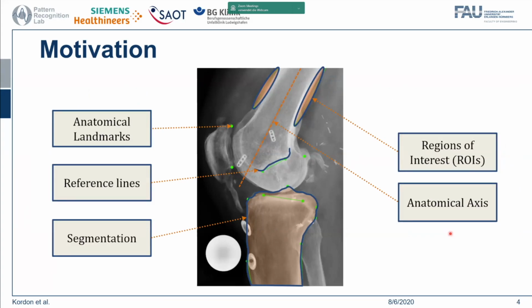When we're talking about these planning and guidance tools and the methodologies behind them, they usually work upon a broad set of different anatomical features. For example, as you can see here, we have different anatomical landmarks. We have reference lines, which, for example, follow a certain bone contour. We have complete segmentation masks of certain areas. We have some regions of interest. And also a very important thing is the anatomical axis. And that's what we are going to focus on today.